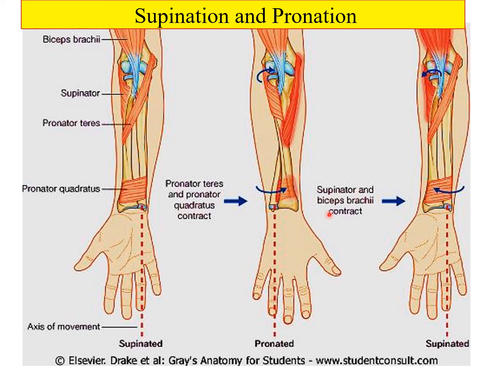And supination is done by two muscles. One is known as supinator muscle, which you will study in the posterior compartment, as well as biceps brachii. Already we have talked about it in the arm lectures. So biceps brachii is the main supinator of the forearm.